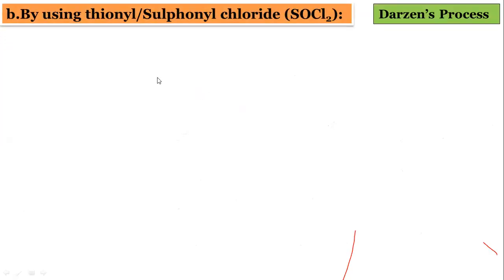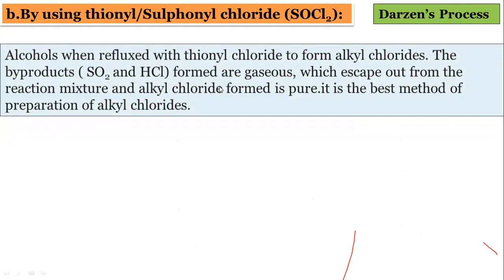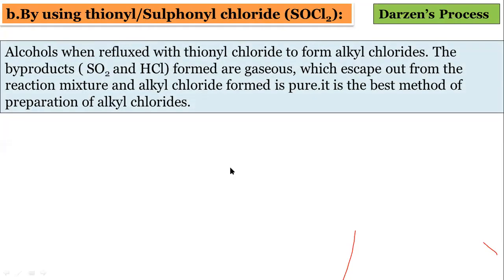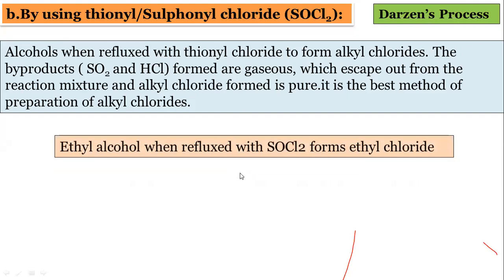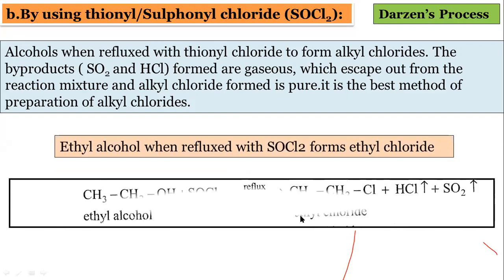Now the next one is by using sulfonyl chloride, also called thionyl chloride, and the process is called Darzens process, remember. Alcohols when reacted with SOCl2, which is also called sulfonyl chloride or thionyl chloride, give a mixture of two gases here, SO2 and HCl. Directly we will see the example, then we will understand.